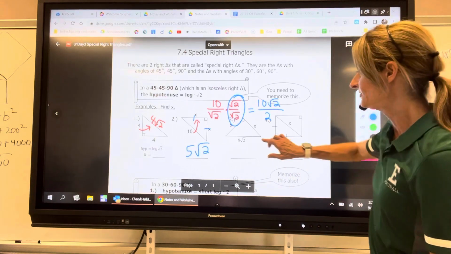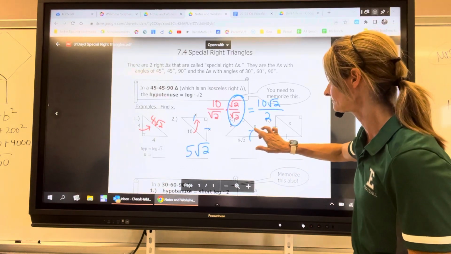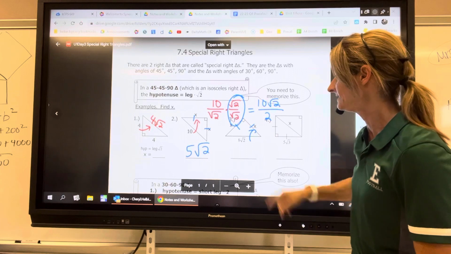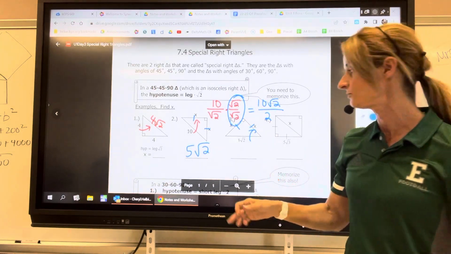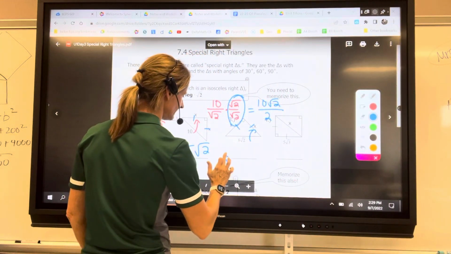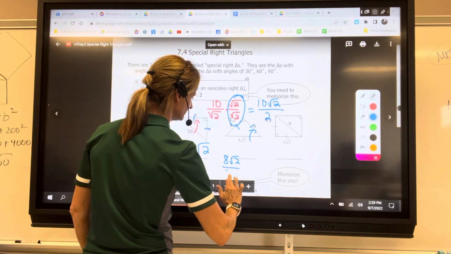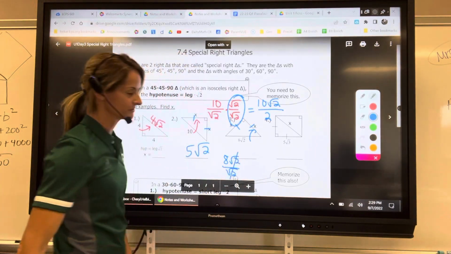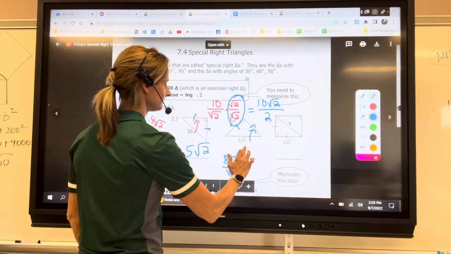Okay. So this one's actually not too bad. These lengths are the same. If I take 8 root 2 and divide by root 2, those are going to cancel. So I just have 8. X equals 8.